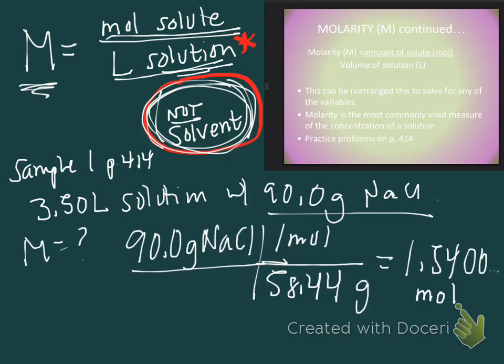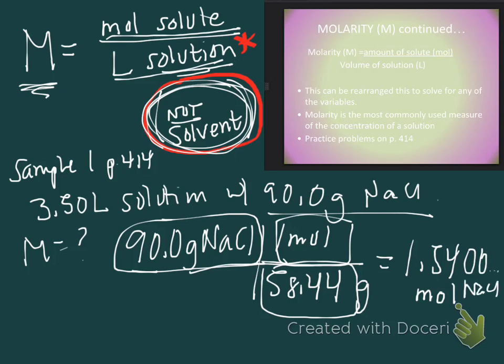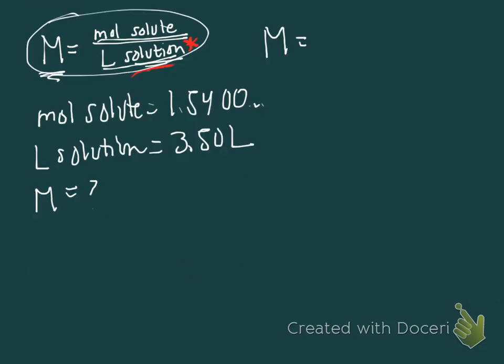Okay, so we started off with doing a molar conversion. We were given 90 grams of sodium chloride. We know that there are 58.44 grams of sodium chloride in 1 mole of sodium chloride. So we get 1.540041068 moles of sodium chloride. Now we have something we can plug back into our equation up here. Okay, so we have 3 variables potentially. We've got 2 of them, and we're being asked to solve for the third.